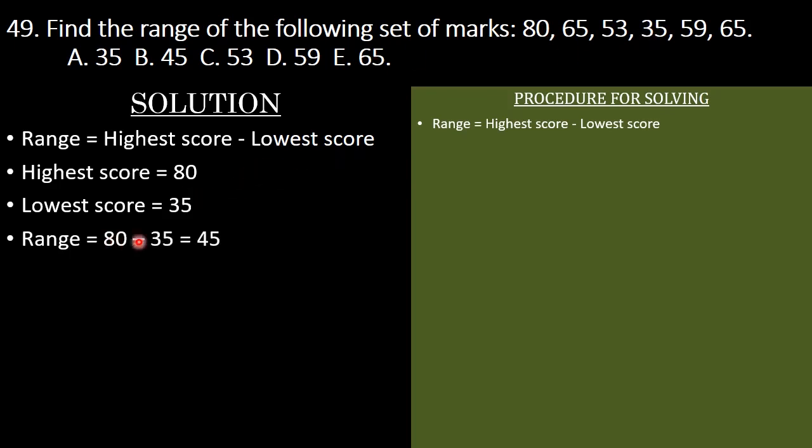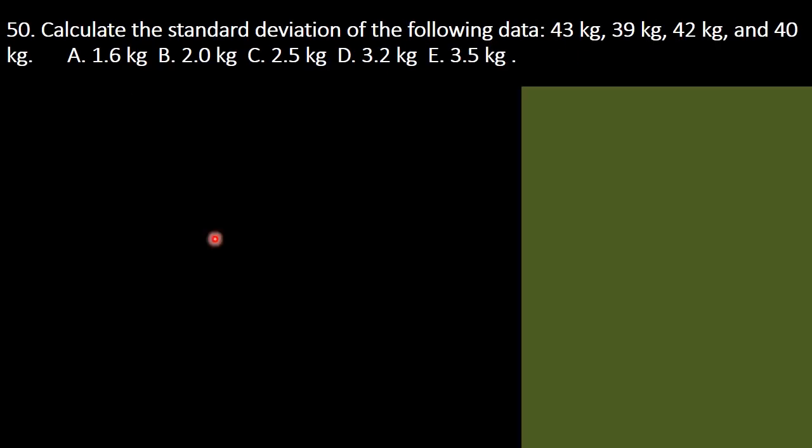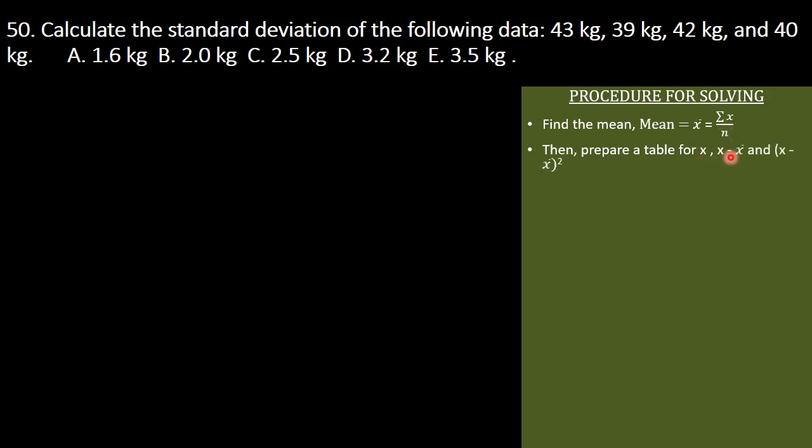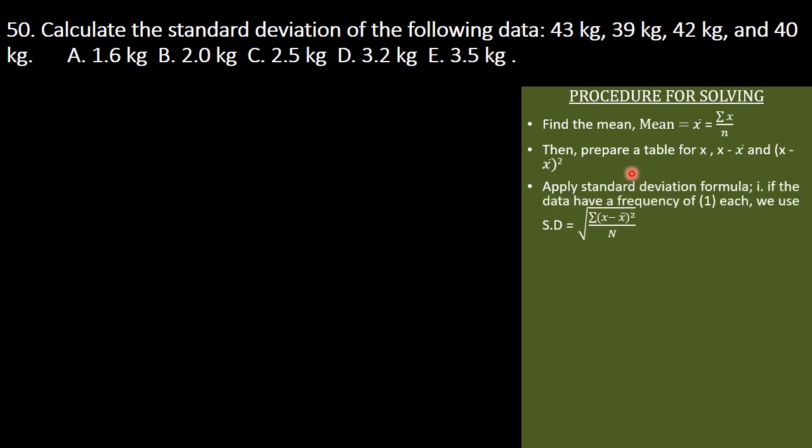Question 50. Calculate the standard deviation of the following data: 43 kg, 39 kg, 42 kg, and 40 kg. Let's check the procedure for solving this. Find the mean. Mean is equal to summation x over n. Then prepare a table for x, x minus mean, and x minus mean squared. Then apply the standard deviation formula. If the data have a frequency of 1 each, we use this formula. If they have other frequencies, or if the data are grouped, we use this formula. Let's check the solution now.